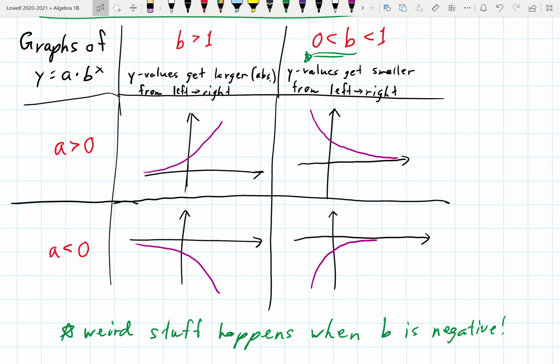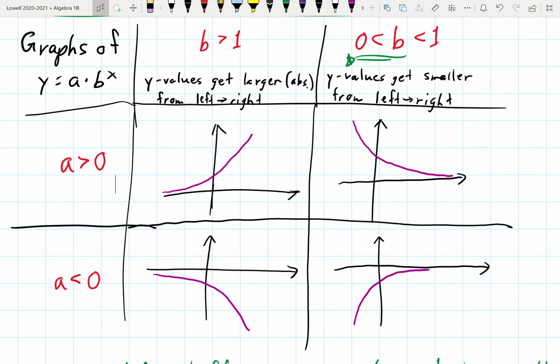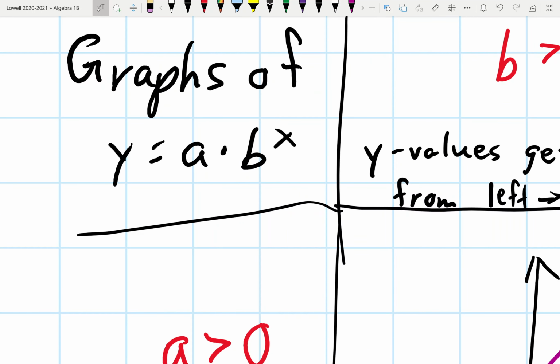Hi folks, in this video I just want to do a quick explanation as to what the graph of an exponential function looks like. So remember that our exponential function has the equation y equals a times b to the x. And remember that a is our y-intercept and b here is our multiplier. Again, if we're comparing it to a linear function, that's analogous to the slope of a linear function.